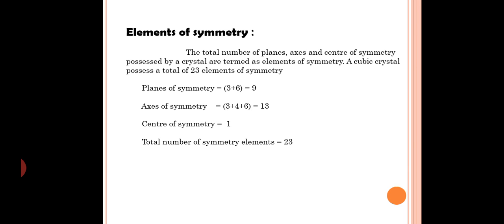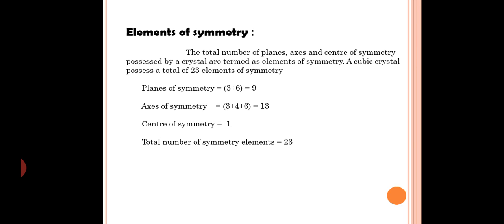In general, if the same appearance of the crystal is repeated on rotating through an angle of 360 by n around an imaginary axis, the axis is called an n-fold axis. Suppose you rotate the figure through the total 360 degrees. How many times do you get the same figure? That is n. So 360 by n gives you the n-fold axis or n-fold symmetry. Got it? The axis is always imaginary.